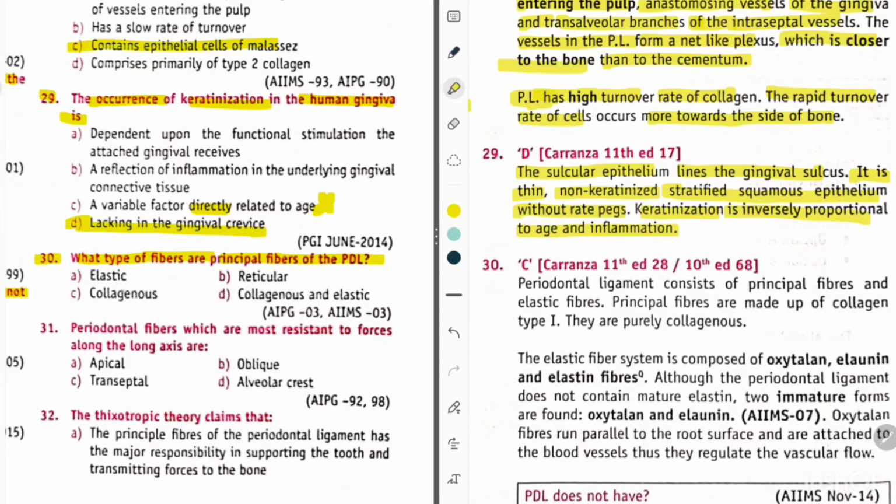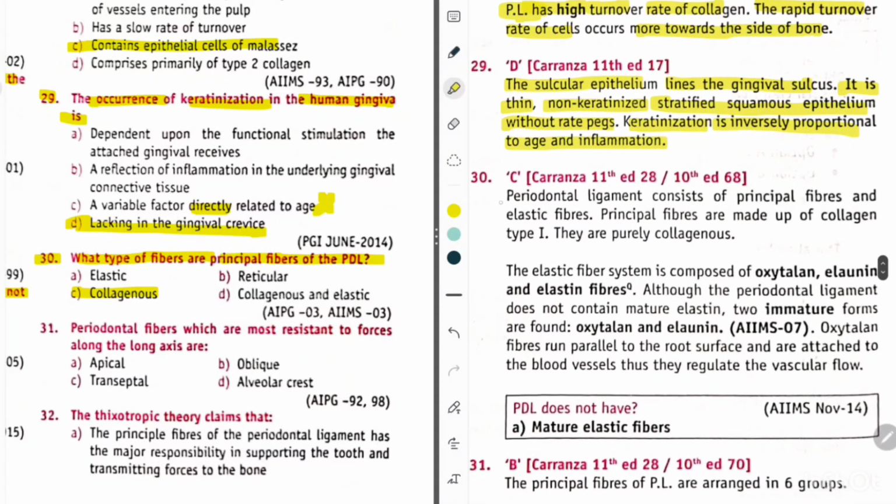So its answer is option C, collagenous. Collagenous fibers are the principal fibers of the PDL. Periodontal ligament consists of principal fibers and elastic fibers. Principal fibers are made up of collagen type 1. They are purely collagenous. Elastic fiber system is composed of oxytalan, elaunin and elastin fibers. Although the periodontal ligament does not contain mature elastin, two immature forms are found: oxytalan and elaunin.